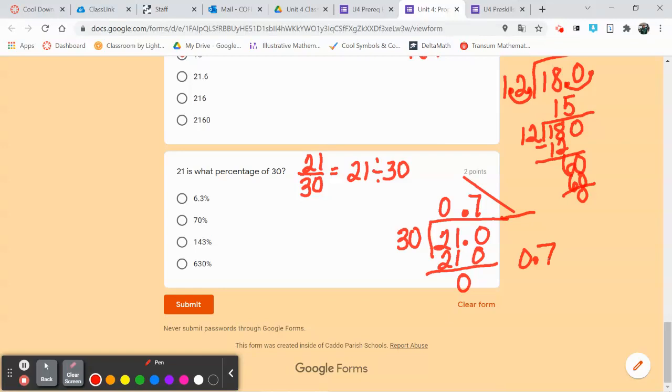I need a percent, so I need to move that decimal 2 to the right. 1, 2. 70%. So 21 is 70% of 30. So that's how you do these problems. And you've got to be able to do those on your unit test and your unit post-assessment on Illuminate as well as LEAP. So I hope that was helpful. This was the second review on the Unit 4 practice problems.